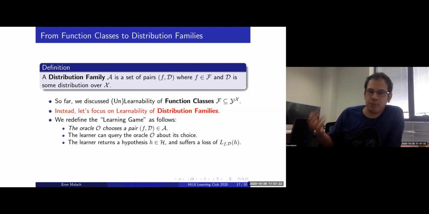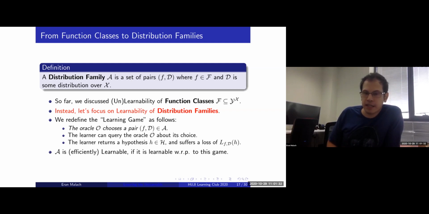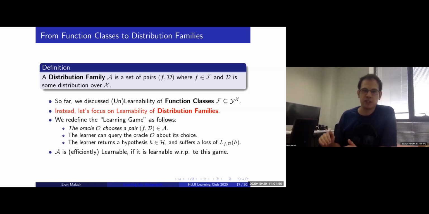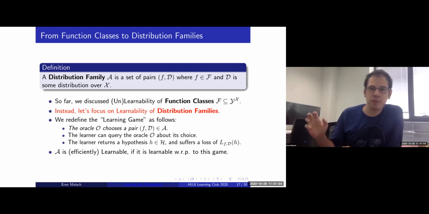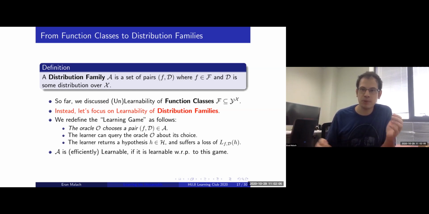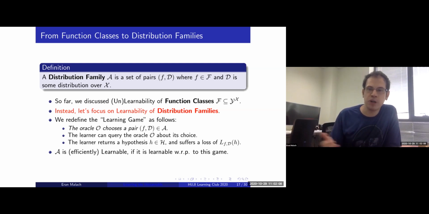So we had an oracle previously that chose a function and distribution, and now we're just forcing this oracle to choose a pair of function and distribution from our distribution family. And in this case, we will say that our distribution family is efficiently learnable if it's learnable with respect to this new game. So everything that we change here is, instead of giving the oracle the freedom to choose a function and then to choose a distribution however it likes, we force it to choose some function-distribution pair. So in a sense, this distribution family really captures our assumption about the world in a more strict way than we allowed previously. You can't just arbitrarily choose the distribution of examples and arbitrarily choose the function. You need to choose them in some way that really satisfies assumptions about the world.